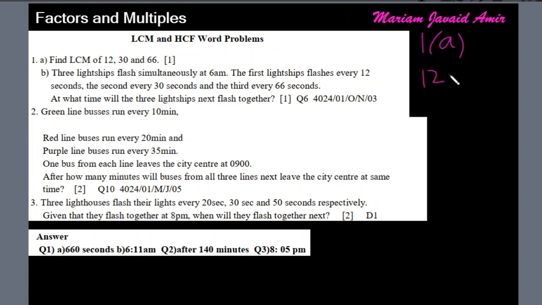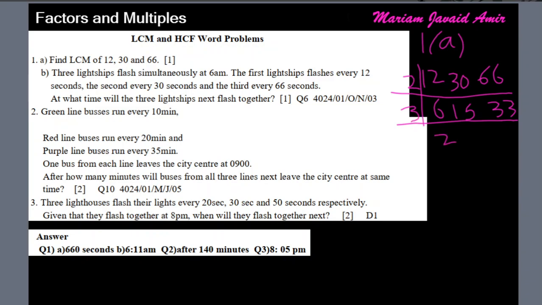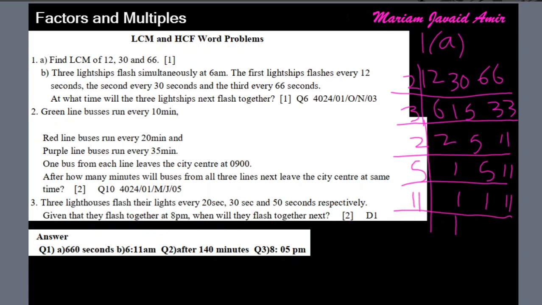So let's start with 3, and we can also start with 2. 2 6s are 12, 2 15s are 30, 2 33s are 66. Now let's divide by 3. 2s are 6, 5s are 15, 11s are 33. So next use 2, this becomes 1, these stay unchanged. Then use 5, these both become 1, this stays unchanged. Then use 11 and we get 1 1 1. So now the LCM would be the product of all these numbers. So 2 times 3 times 2 times 5 times 11, which gives us 660.